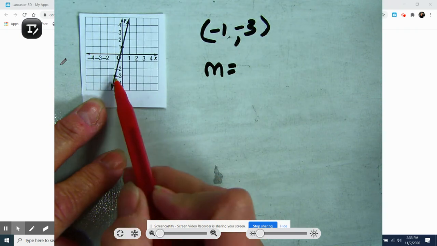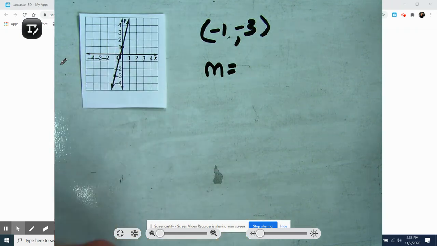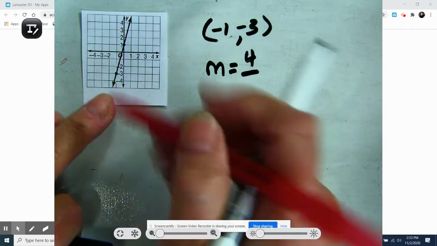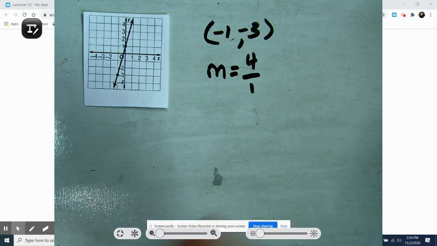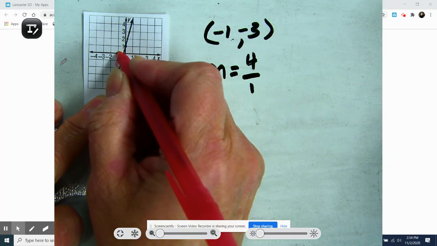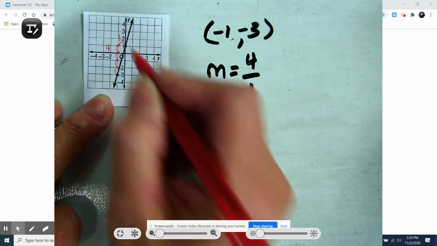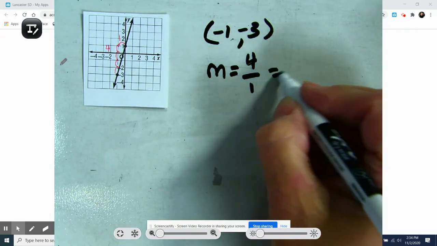So we are going to go up 1, 2, 3, 4, and we're going to go over 1. So just to count that up again, we went up 1, 2, 3, 4, and we went over 1. So 4 over 1 is our slope, which equals 4.